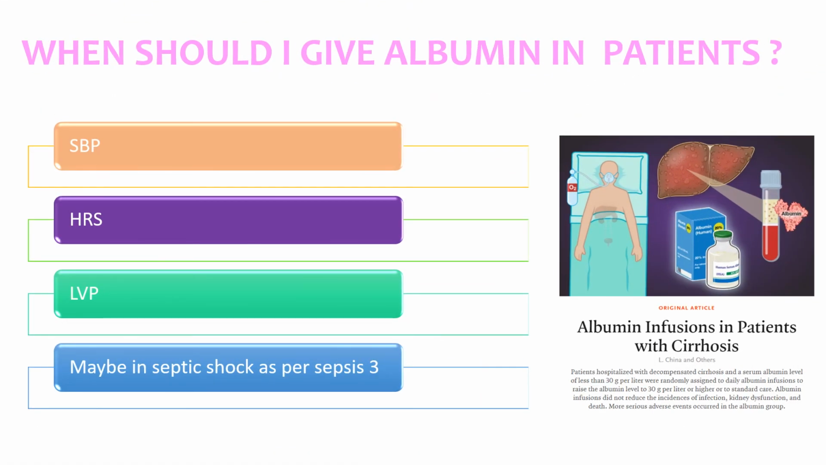So when should I give albumin in my patients? These are mainly liver patients, where there is clear-cut evidence, and maybe a little amount can be given in septic shock as per the Sepsis-3 guidelines.